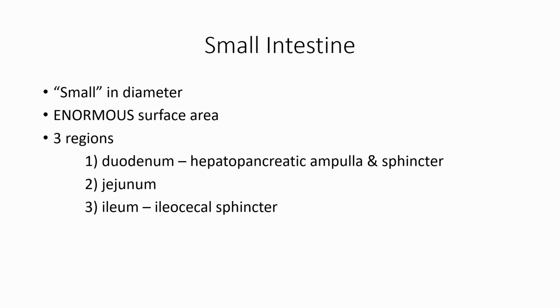We have three main regions: the duodenum, where we find the hepatopancreatic ampulla and sphincter, where we receive all the enzymes, the bile, that kind of stuff from our accessory organs. The jejunum, which is the middle, and then the ileum, which is where we find the ileocecal sphincter, which is what connects the small to the large intestine.